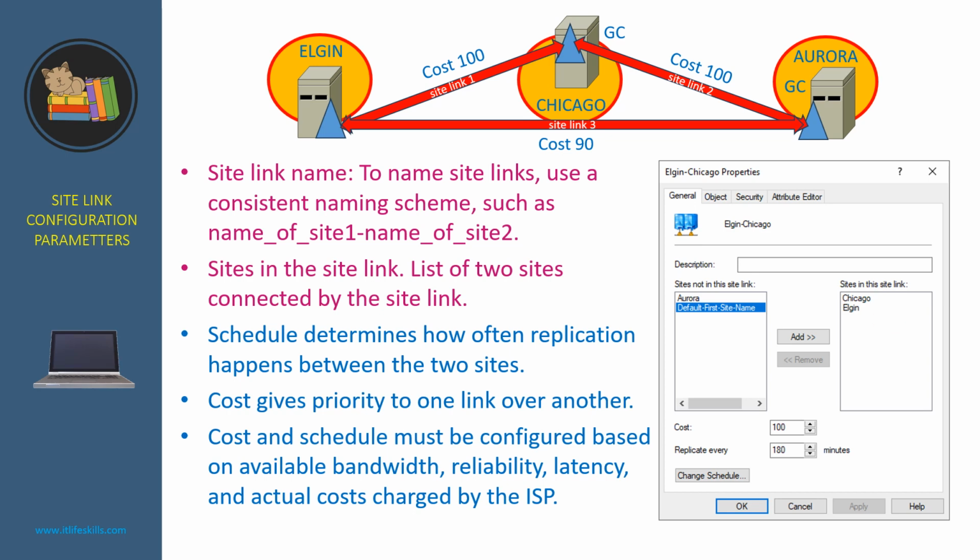The third parameter is the schedule, which determines how often the replication happens between the two sites. So in this case, we configure it to replicate every 3 hours. The last parameter is the cost, which gives priority to one link over another. Cost and schedule must be configured based on the available bandwidth, reliability, latency, and actual costs charged by the ISP. In this case, we configure the cost as the default cost of 100.